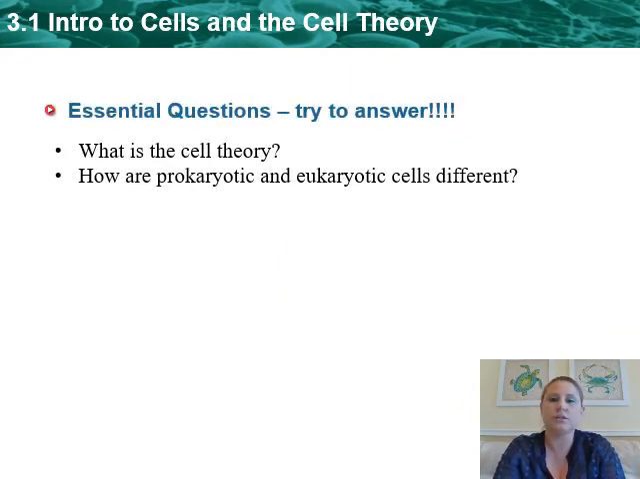So just to summarize this, please go through and tell me what the parts of the cell theory are, so what is the cell theory, and then how are prokaryotic and eukaryotic cells different?